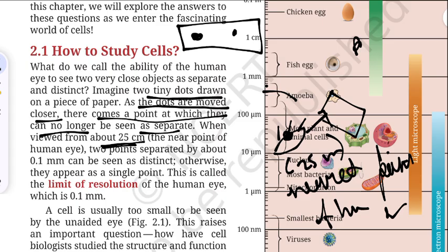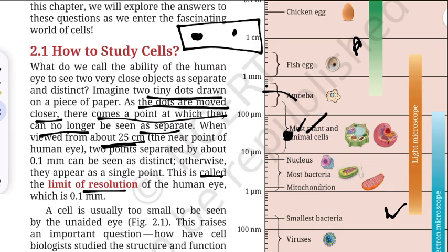Two points separated by about 0.1 mm can be seen as distinct. Otherwise, they appear as a single point. This is called the limit of resolution of the human eye. A question can come in your examinations: define limit of resolution.